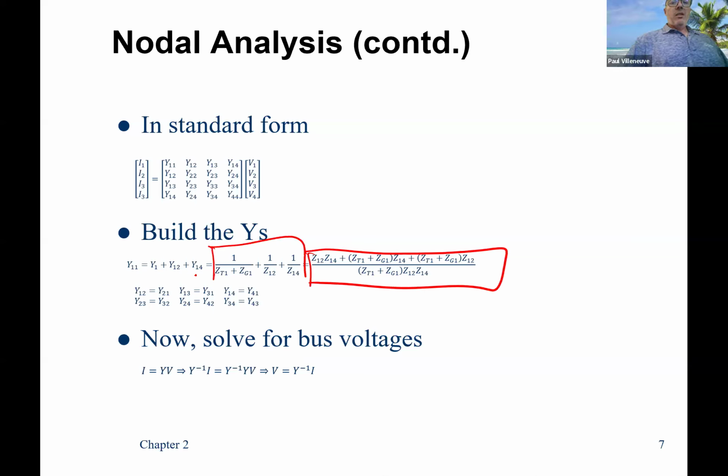Or you can just enter it into your calculator using a bunch of 1/overs. That's usually the most efficient way to do that. Now you can solve for all the bus voltages. You actually can solve for every single bus voltage using this approach.